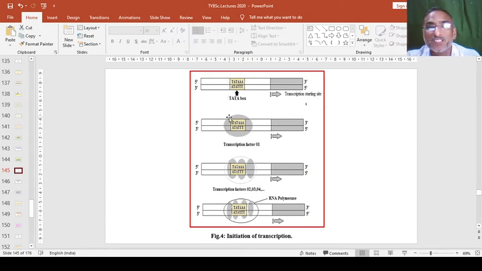So this is the ball which is the RNA polymerase enzyme, and one after another they are forming, continually forming the protein molecule. So these are transcription factors 2, 3, 4, and likewise there are different factors. So this is the initiation of transcription. This is diagrammatically presented.